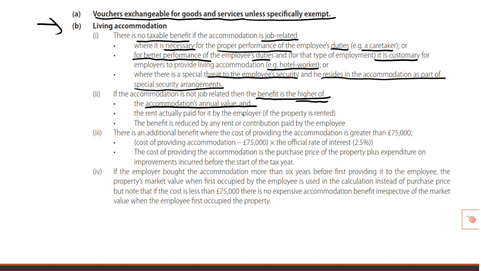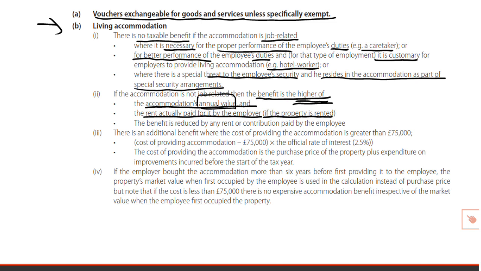But of course, the employer may be renting it and then providing it to the employee. So it is the hire of the accommodation's annual value, and if the property is rented by the employer, the rent that the employer actually pays for that. So if the rent, as it probably would be, is going to be higher, then that is the figure you'd be used. But the rent or rental value is irrelevant if it's owned by the employer, in which case it's that one, the annual value, that we pick up.